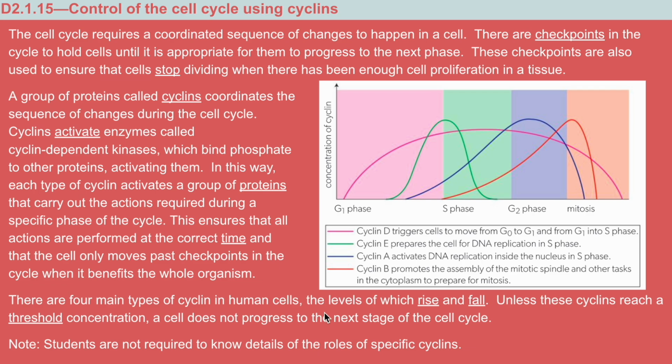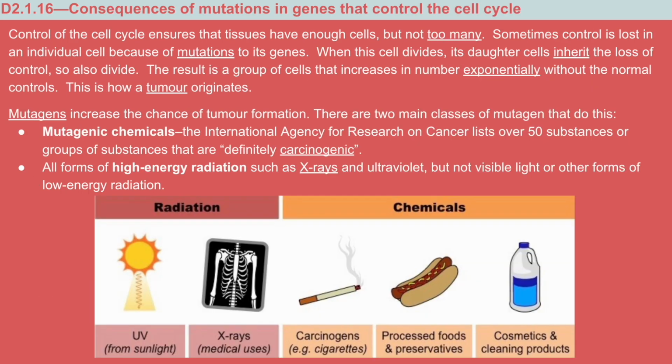Now, how do we control when the cell moves to the next stage of the cell cycle? That's going to happen using cyclins. Cyclins are a group of proteins that start to build up, and then when they reach a certain threshold, that signals the cell that it's time to move on to the next phase. Here you can see some different cyclins. You do not have to memorize any details about which cyclin does what. Just know generally that as they build up and reach a threshold, that triggers the cell to move to the next phase in the cell cycle.